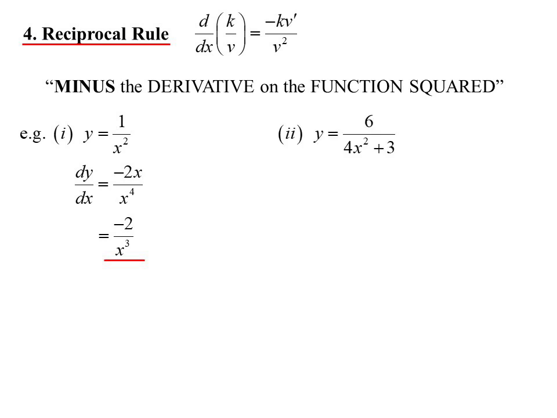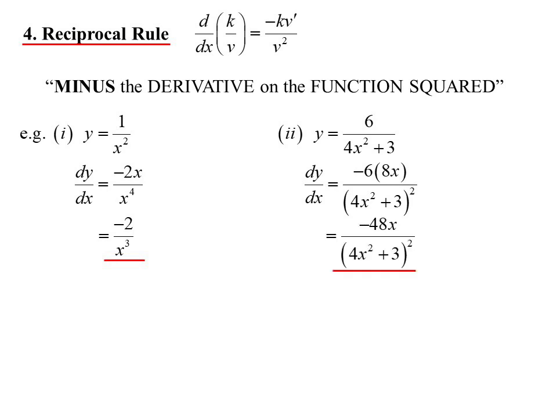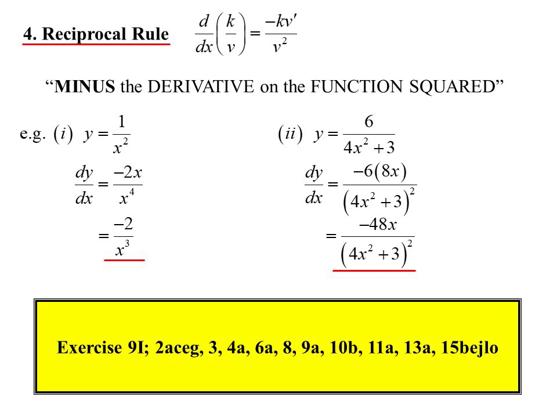6 on 4x squared plus 3, so I've got a constant on the top, minus the derivative. Well, the derivative of 4x squared plus 3 is 8x. Still got the constant of 6 on the top there. And on the bottom, the function squared. So 4x squared plus 3, all squared. Minus 48x on 4x squared plus 3, all squared. Well, that'll do us with our calculus rules, so we'll add 9i into the mix.